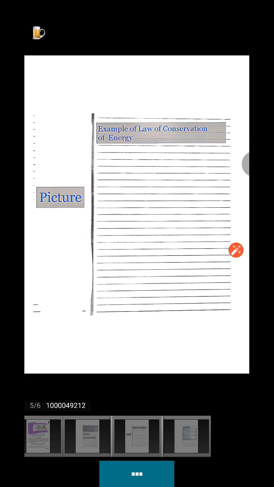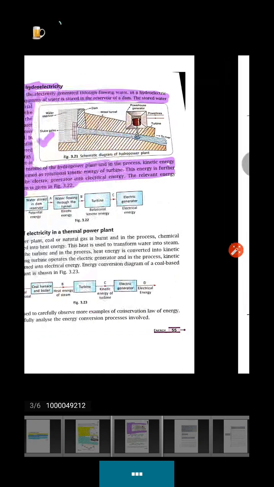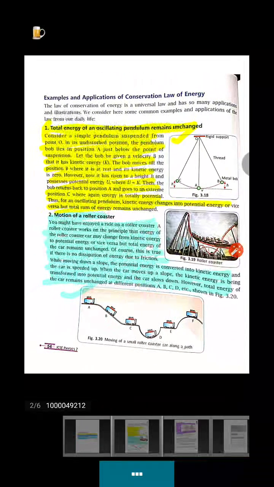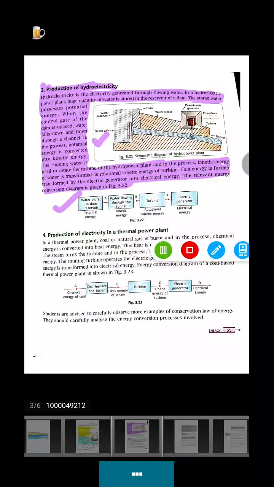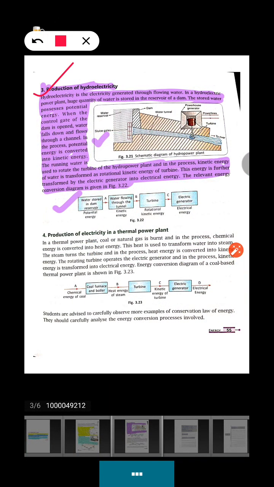Next, in the next page, example of law of conservation of energy. You will give this heading, and then from any of these examples, suppose here example number 1 I have highlighted with yellow, example number 2 highlighted with blue, example number 3 highlighted with pink. Any one of the examples you have to write totally.